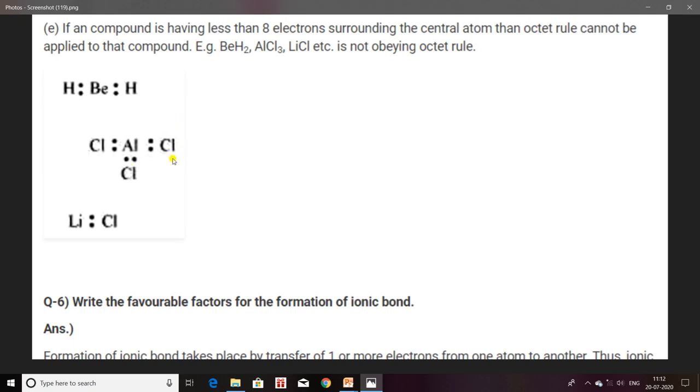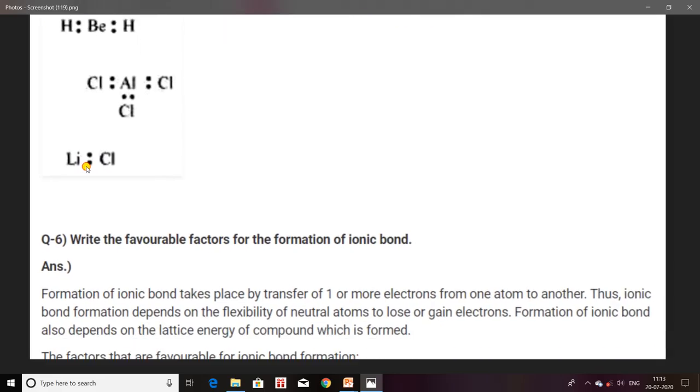In the same way, there are some compounds in which central atoms do not fulfill their octet, right? Like AlCl3. Here, you will observe the aluminium shares electrons with 3 chlorine atoms and the valence electrons of aluminium are equal to 3. So in total, aluminium has 6 electrons. So octet is not complete, but still it forms AlCl3 compound. In the same way, LiCl, here you can see that lithium has 2 electrons after sharing of electrons, right? So its duplet is complete but not the octet. So it is also a limitation.